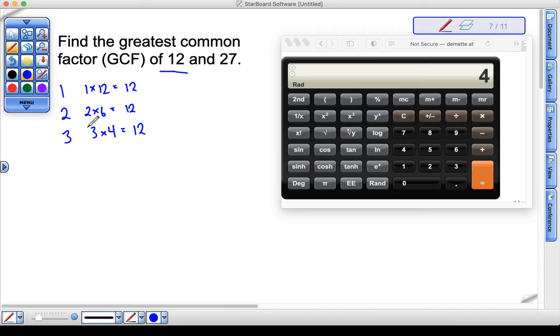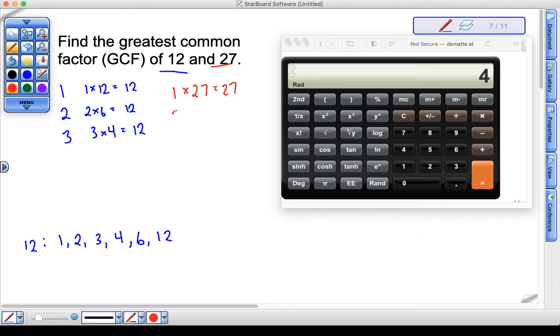So my factors for 12, which we should be pros at this by now, are going to be my 1, then my 2, then my 3, then the 4, 6, and 12. Not too shabby. Now I need to find the factors of 27. So I know my first one is always going to be a 1. And I can do 1 times 27, and I get an answer of 27.